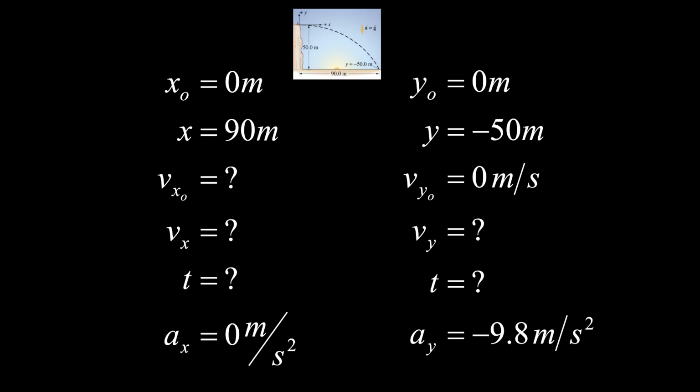But in order to solve the problem, I need equations. But this is just two one-dimensional problems. It's a horizontal motion problem where the acceleration is equal to 0, and it's a vertical motion problem that's a free fall problem. And I know how to solve those problems. And so, I have equations to solve them already, but I might make some modifications.